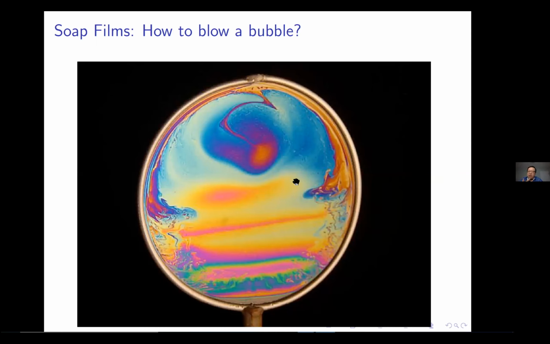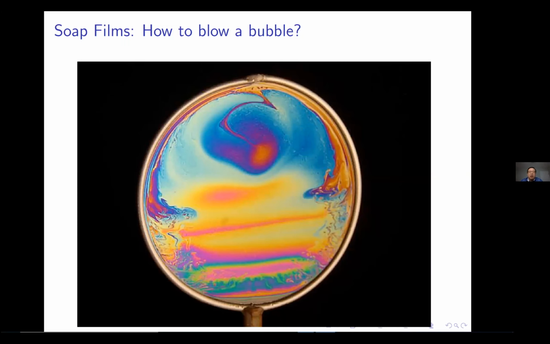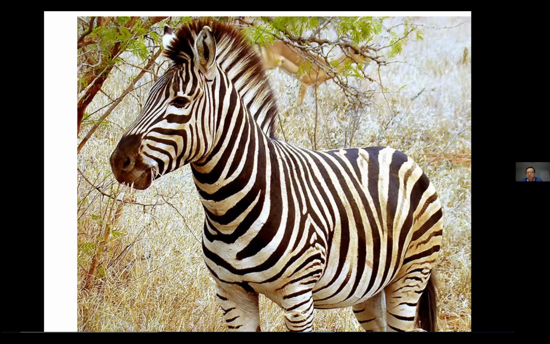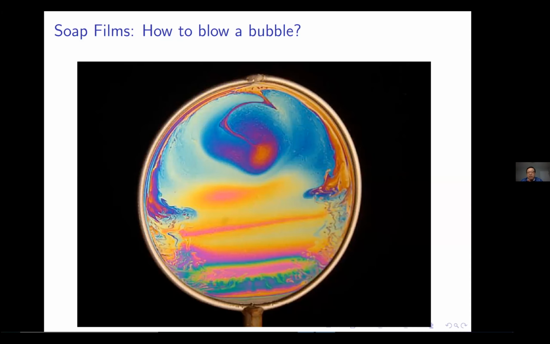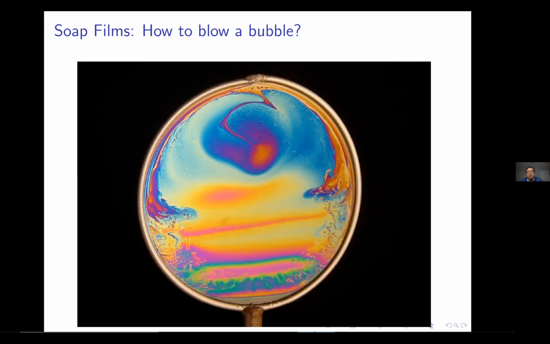So you blow a bubble, and you see some kind of shape, right? For example, here you see some kind of a sphere. Or this, a shape between two parallel planes. So what do these two pictures have in common? Zebra stripes and soap films.